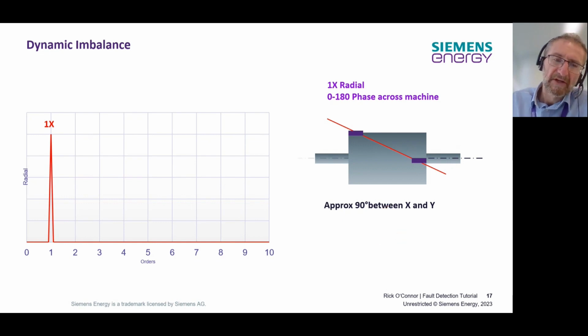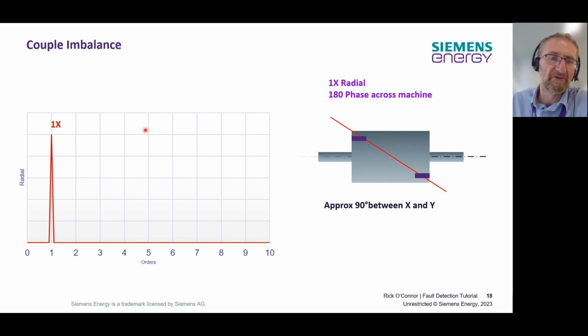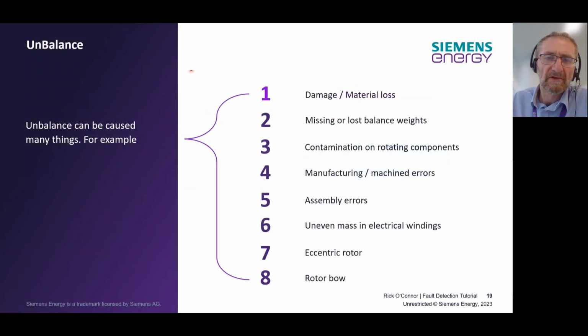In practice, you don't really have static balance and dynamic balance on their own. We're more likely to have a combination of the two, which is basically known as a couple imbalance. Again, imbalance is probably one of the most common reasons for 1x being present, but it isn't the only one, and we should always be mindful of that before we try and balance a machine. There could be other things. But with regard to actual imbalance itself, this is a short list of some things that could actually be the cause.